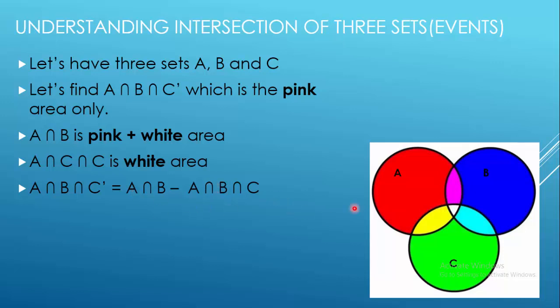So what we need to do is simply take this whole area A intersection B and subtract this area from that. So A intersection B minus A intersection B intersection C will give us this area. It is very simple. You can see it from the figure as well: if you want to get this area in pink only, then you simply need to subtract or remove this white area from this whole area over here. So this is actually what we have done: we have subtracted A intersection B intersection C from A intersection B.